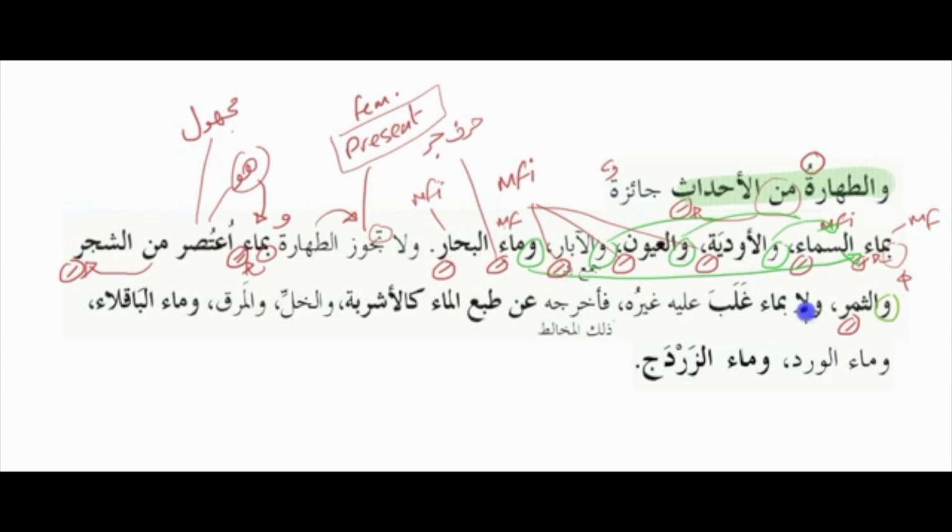And wala, and no, wow, harf ataf. And this harf ataf actually goes back to bima'in, all the way back up to there. Bima'in, so this is ba harf al jar, bima'in ghalaba, fi'l madi, past, ghayruhu, this is the fa'il. Let me change the color so it can be seen clearly. So ghayruhu ghalaba, ghayruhu has dominated alayhi, upon it. The dhamir in alayhi actually goes back to water. بِمَاءِ غَلَبَ غَيْرُهُ عَلَيْهِ فَأَخْرَجَهُ, and so it's taken it out.